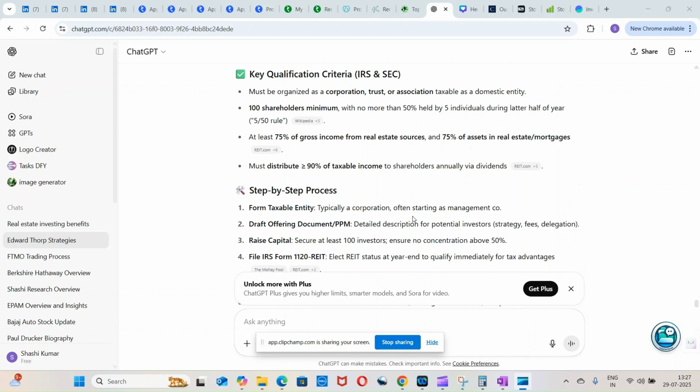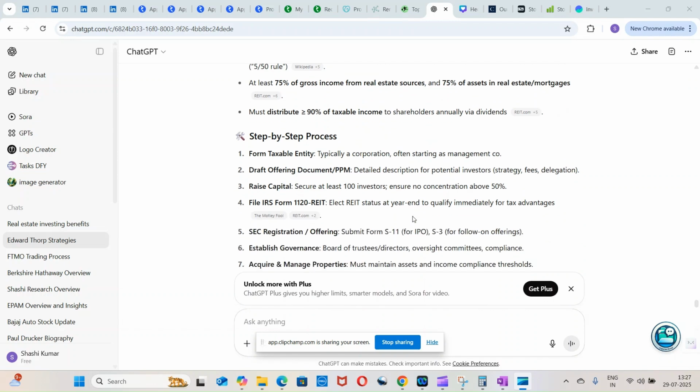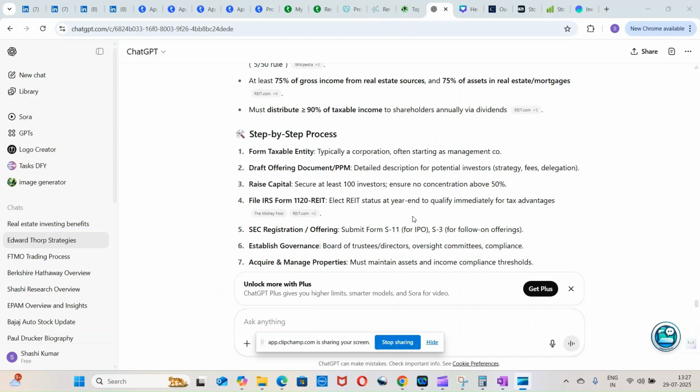The step-by-step process in the US is: form a taxable entity, either a corporation or a property management company. Then draft an offering document or a private placement memorandum, a detailed description for potential investors. What are the strategies? What are the properties? What is the investment strategy? What are the fees and what is the delegation? To raise capital, secure at least 100 investors, ensuring no concentration of five holding above 50%. File IRS Form 1120-REIT.